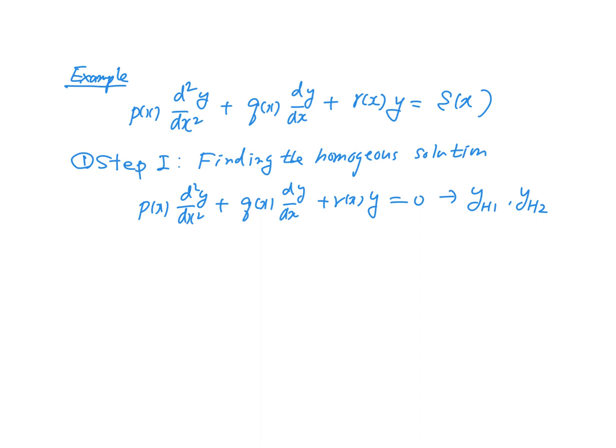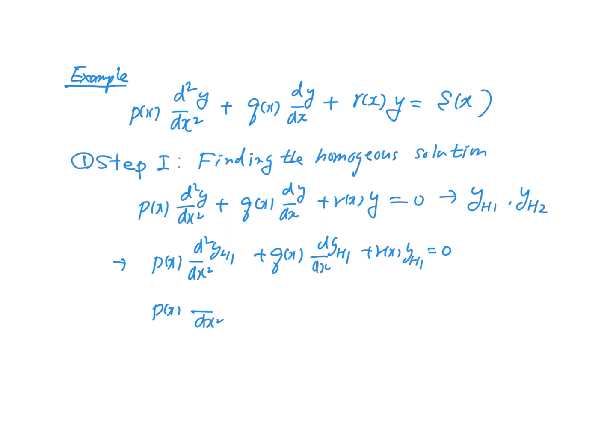So we have considered 2 different cases. One is when P, Q, R were constant. Another case was P, Q, R were equidimensional, x squared, x or 1. So for these 2 cases, you can find the exact solutions, right? So that means P(x) d squared y_h1 over dx squared plus Q(x) dy_h1/dx plus R(x) y_h1 is 0. P(x) d squared y_h2 over dx squared plus Q(x) dy_h2/dx plus R(x) y_h2 is 0, right?